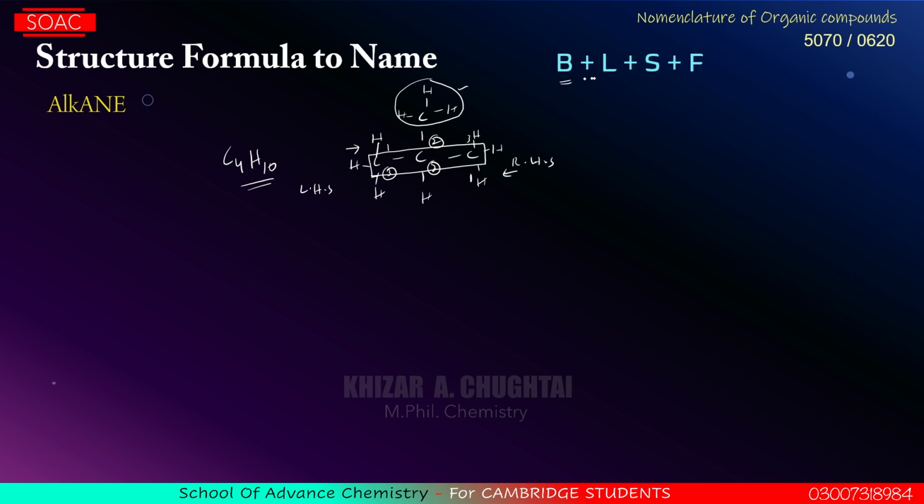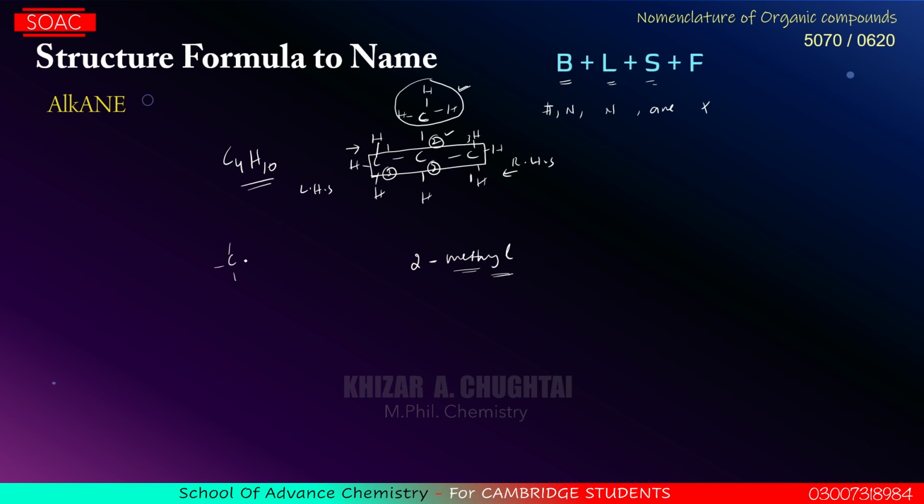So now the last part is to write the name. I'm going to write the position number of the branch, then the name of the branch, then the name of the longest chain, then as you know, ane or ene, and there is no functional group. So 2 dash. Numbers are separated by a hyphen or dash. 2 dash methyl. It is called 2-methyl, and we put yl here because it is one carbon. One carbon starts from meth, but it's not methane.